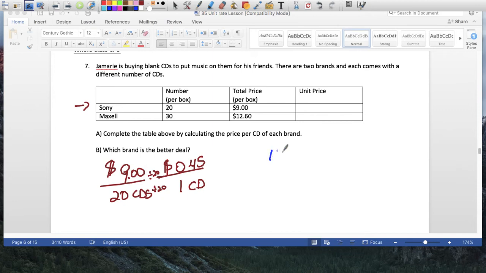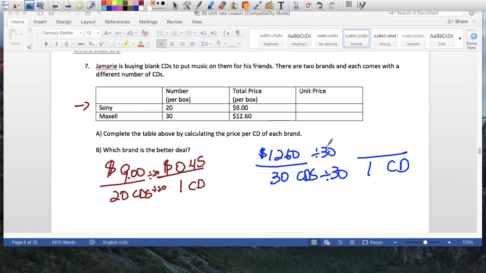Second part is $12.60. I buy 30 CDs. So I want to know how much 1 CD is. So I'm going to divide this by 30 and divide this by 30. And I'm going to get that 12.60 divided by 30 is going to give me 0.42 cents. So which one's the better deal? This one is the better deal.